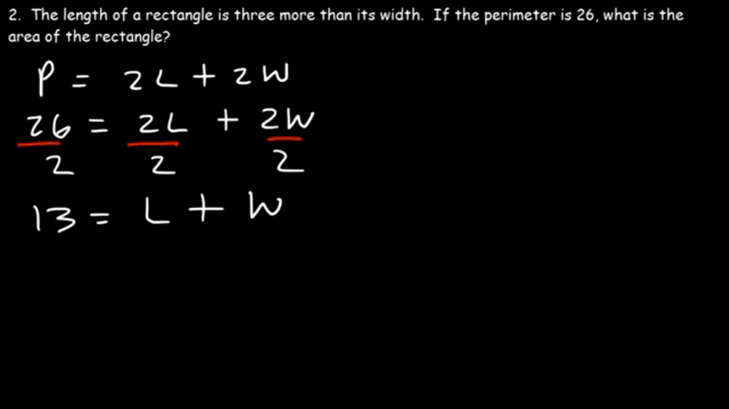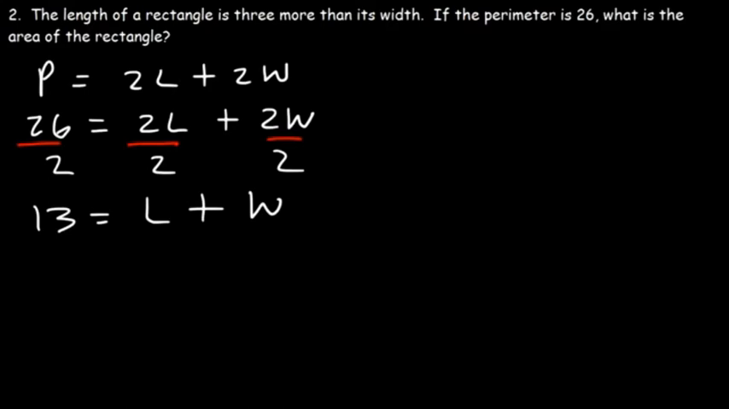Now we're told that the length is 3 more than its width. So L is 3 plus W. So what we're going to do at this point is replace L with 3 plus W. So 13 is equal to 3 plus W plus W. So that's 3 plus 2W. Now we can find the value of W. Let's subtract both sides by 3. So 10 is equal to 2W.